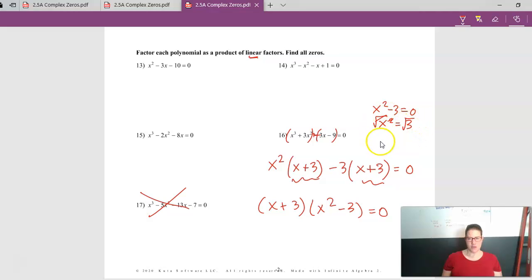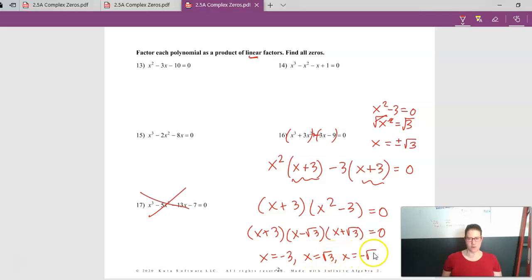Okay, so square root of 3 is not going to simplify, but I do need to have the positive and the negative in front. This is actually the zeros, but to write it as a product of linear factors, if my zero is positive square root of 3, my factor would be x minus square root of 3. And if my zero is negative square root of 3, my factor would be x plus the square root of 3. So that's what I'm talking about. If that's not a perfect square, you're going to have a square root in your factor here, but that's fine. And then your zeros here would be x equals negative 3, x equals square root of 3, and x equals negative square root of 3.